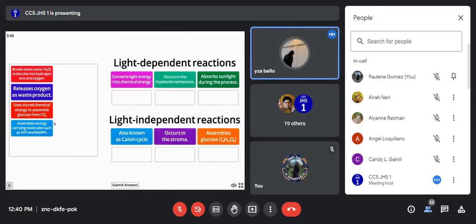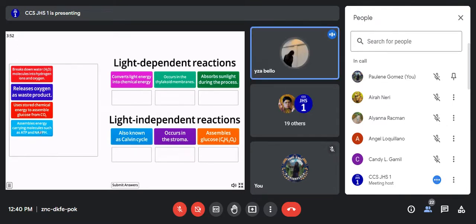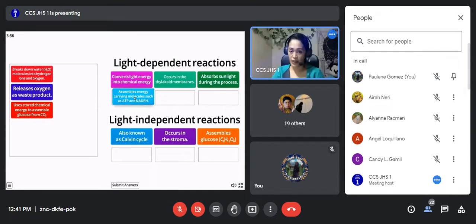Assembles energy carrying molecules such as ATP and NADPH. Where do you think this belongs? In light dependent reactions. Okay, light dependent. Thank you, Isa. Before you go, kindly choose a number between 1 to 10. 2, Chair. Okay, 2.